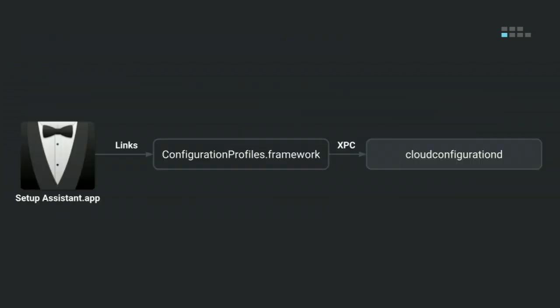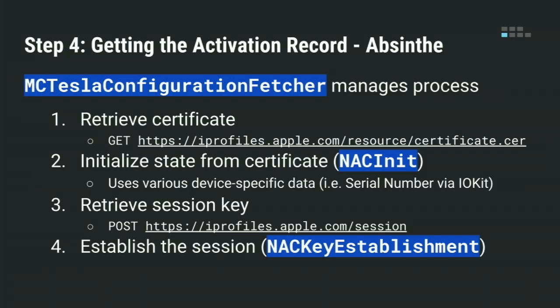So let's go back to our fancy architecture diagram. We have setup assistant, which is now linked to the framework, and it is ready to call the function to retrieve the activation record. At this point, it sends a message to cloudconfigurationd over XPC to say, well, you should actually implement the fetching process. And now we'll go over exactly what happens during that process.